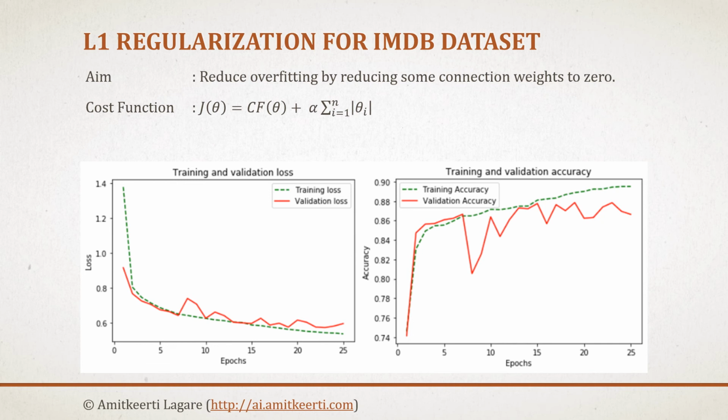The graph shows the loss as well as accuracy values for training and validation set of our IMDB dataset. The hyperparameter alpha is set to 0.001. Overfitting has reduced because the model has now set many of the weights of the connections to 0. So by using L1 regularization, we see much better results.